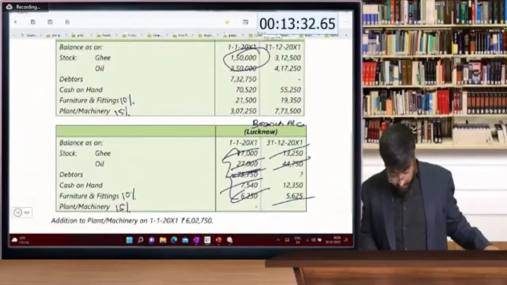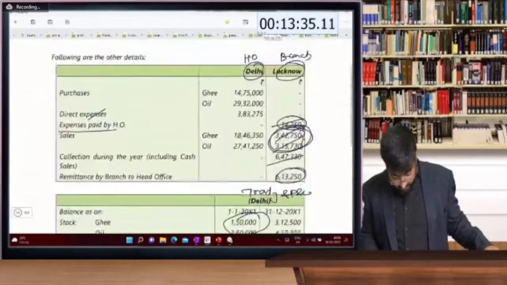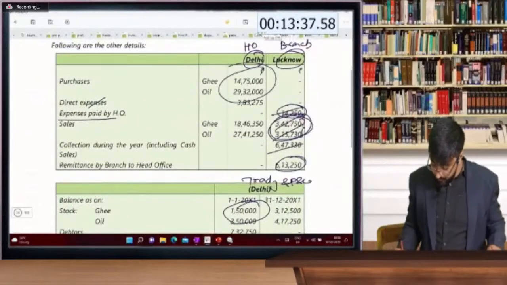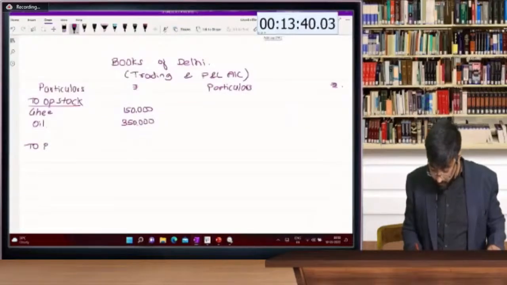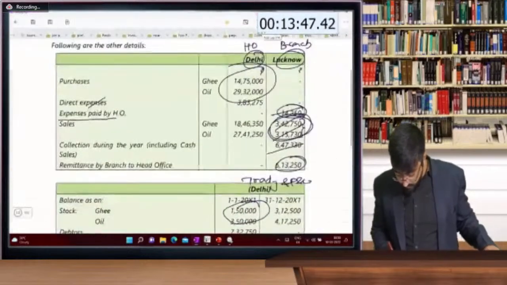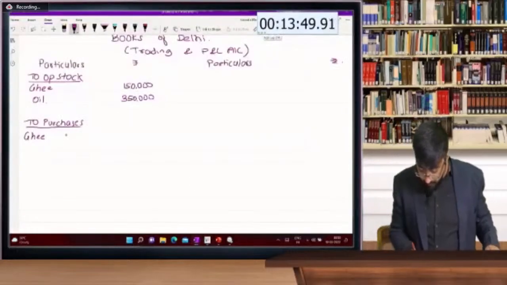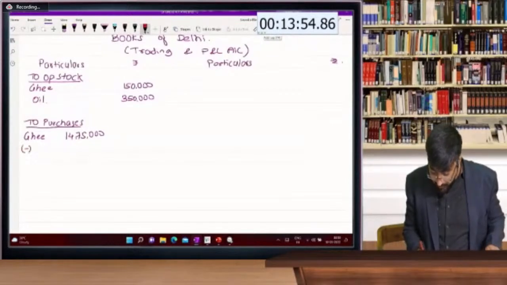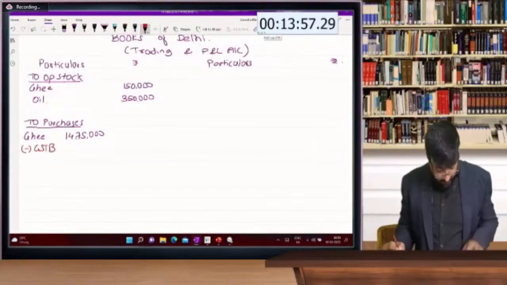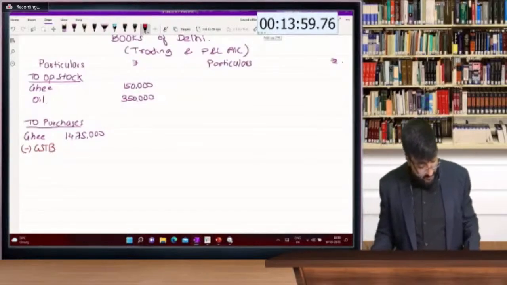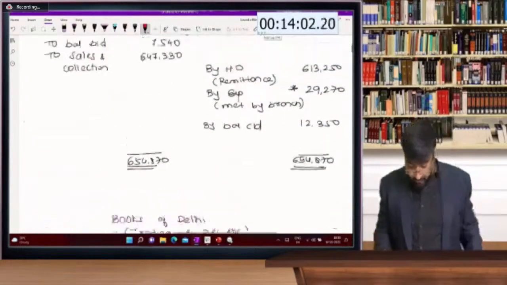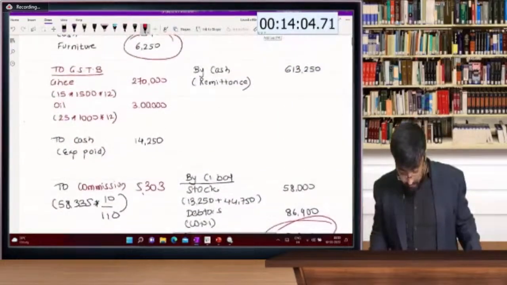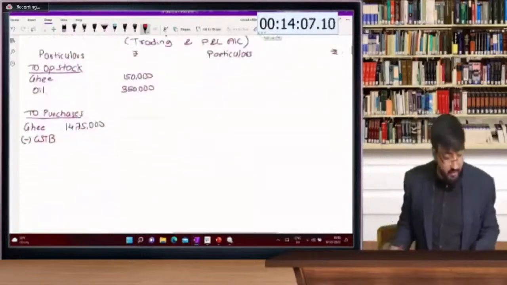Then to purchases. Wait, but how to present it? See, ghee 14,75,000, inner column, less red pen, goods sent to branch. Goods sent to branch 2,70,000.